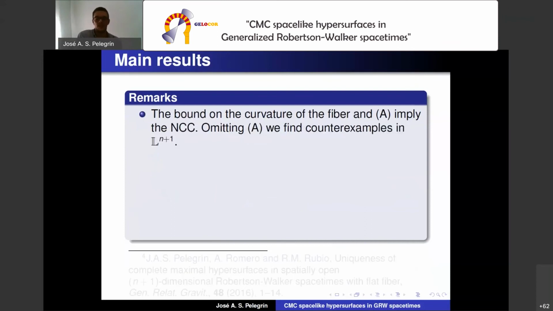What do our assumptions mean? Well, the bound on the curvature of the fiber, asking it to be non-negative, and the bound on the second derivative of log of f imply the null convergence condition, which is a well-known energy condition commonly used, which can be seen as a way of saying that gravity on average is attractive. And in fact, if we omit the assumption on log of f, then we can find counterexamples where uniqueness fails, for instance, just in Minkowski spacetime.